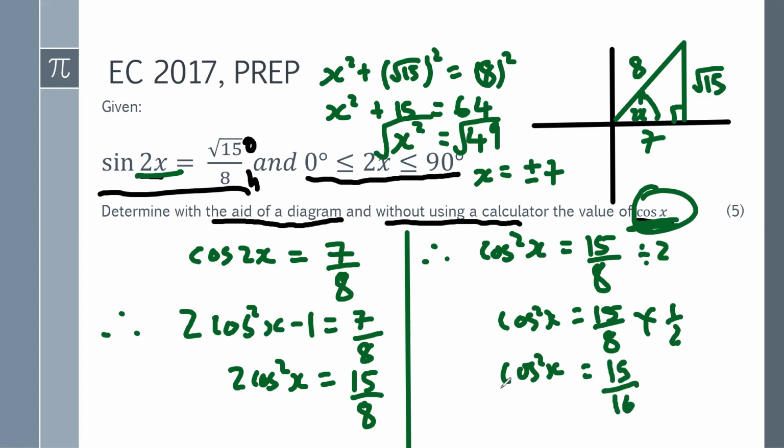15/16. Now, we have to find cos x, not cos squared x. So we take the square root both sides. Therefore, once again, we're going to have 2 solutions. But because we're in the first quadrant, we're going to take the positive solution. So this has to be square root 15, and square root 16 is 4. So that will be your final answer. 5 marks, and I think this working is worth 5 marks.